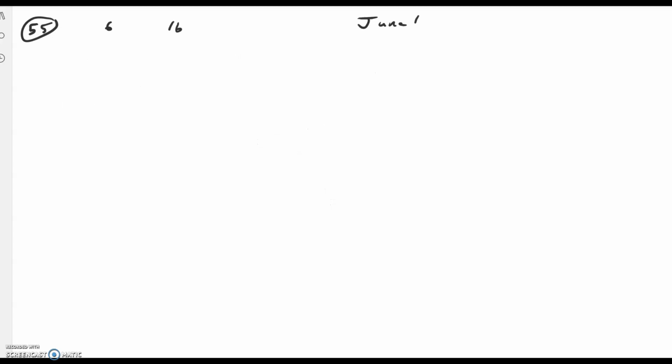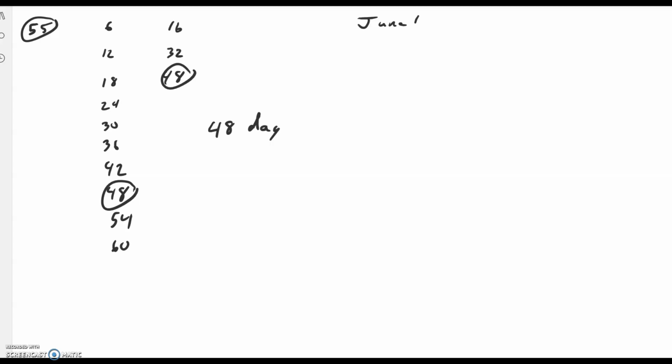So on June 1st, a particular day, the grass is cut and the shrubs are trimmed. And then every 6 days after that, the grass is going to be cut. So these are the days after that where the grass is going to be cut. We could go on for a ways, but why bother? Because every 16 days, the shrubs are going to be trimmed. And we're looking for a match, so it looks like 48 days from now will be the first time that both happen on the same day again.